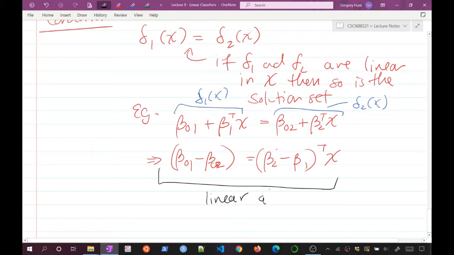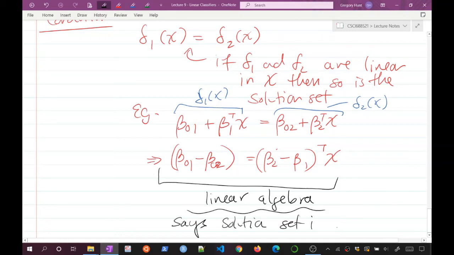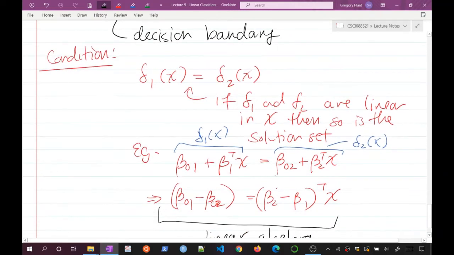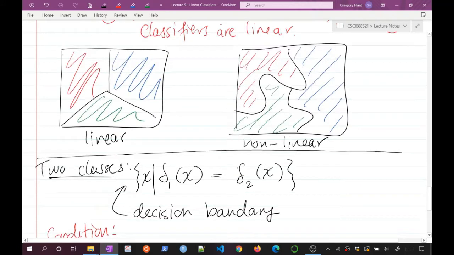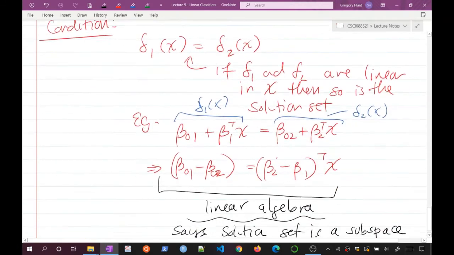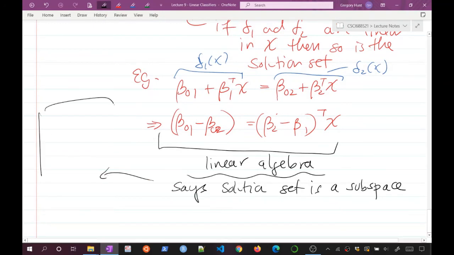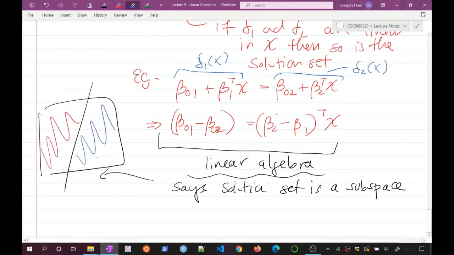Linear algebra. What's my set of x going to be? I could ask this in a linear algebra class. You prove in a linear algebra class that the solution set is a subspace, or a linear subspace. So certainly if these two things are linear functions, my solution set is going to be a linear subspace. And so my decision boundary is going to be a linear subspace. In the two-class case, I'm going to get some subspace, and we'll classify one color on one side and another color on the other side.